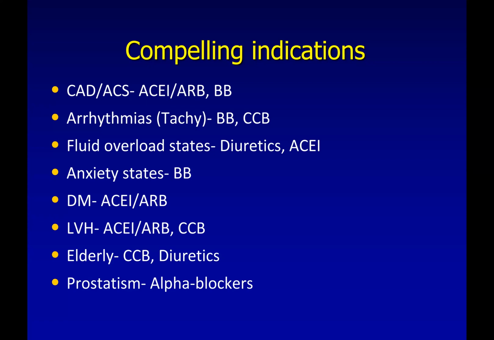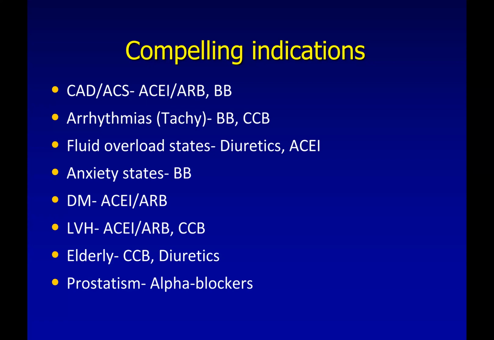Diabetes, I already said. Any patient who is diabetic as well as hypertensive, the first drug of choice for antihypertensive use is an ACE inhibitor or an ARB, angiotensin receptor blocker. Similarly, a patient who has LVH, you will use an antihypertensive which will regress LVH, so ACE inhibitors, ARBs or calcium channel blocker. Elderly, I already said, you use C or D, calcium channel blocker or diuretics or a combination. Those who have prostatic enlargement, use alpha blockers. So these are compelling indications which we should consider when we are treating.